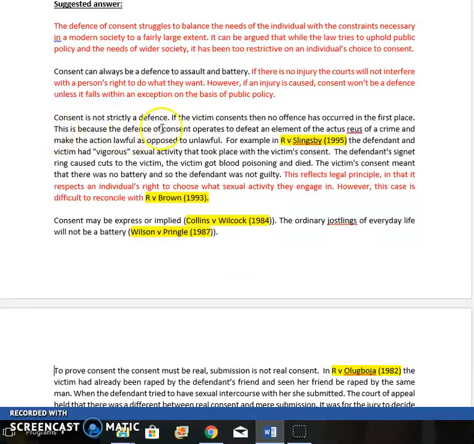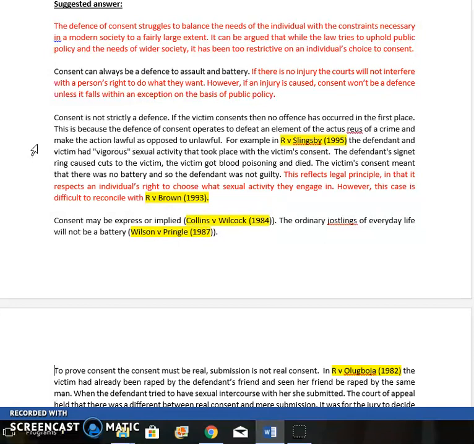So it's important to remember that consent is not strictly a defence. If the victim consents, then no offence has occurred in the first place because the force used is lawful. So the defence of consent really operates to defeat the actus reus of a crime, and it makes the action lawful. So a classic case, some quite interesting facts here in the case of Slingsby, but Slingsby is useful because it shows how the defence of consent works. So in Slingsby, I'm sure I don't need to remind you of the facts, students tend to remember these, but it was that case about vigorous sexual intercourse.